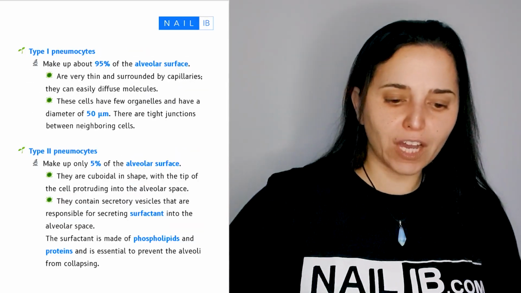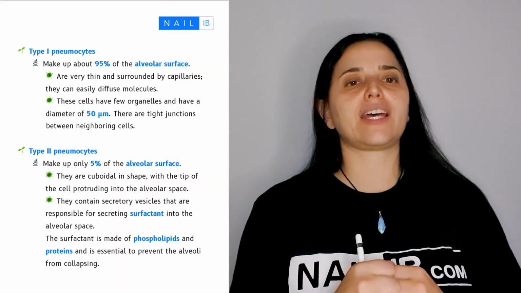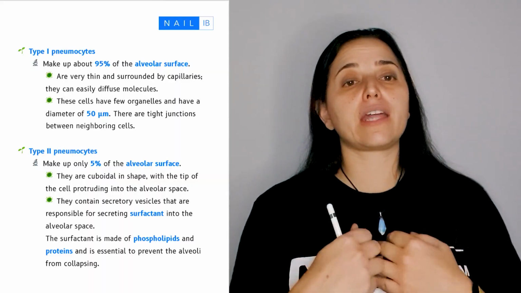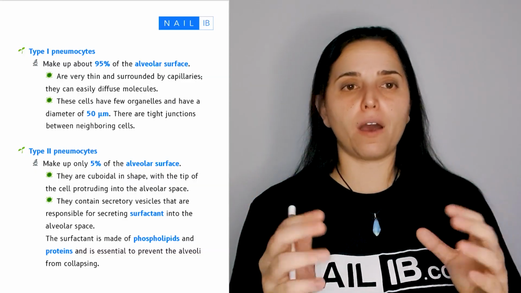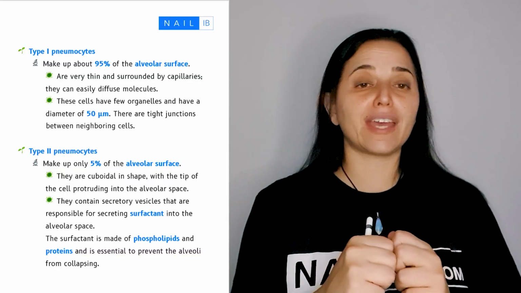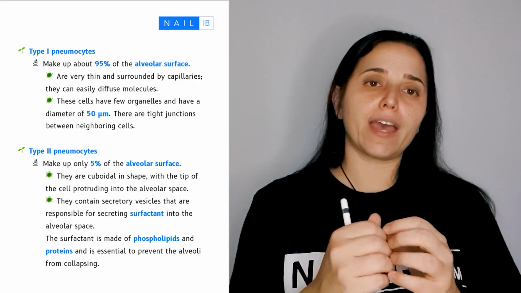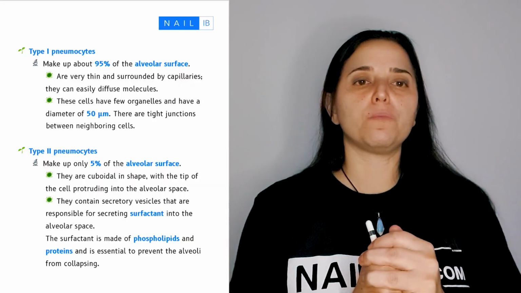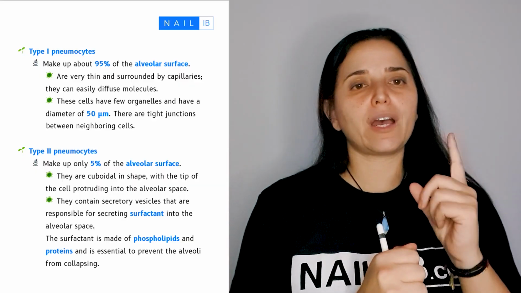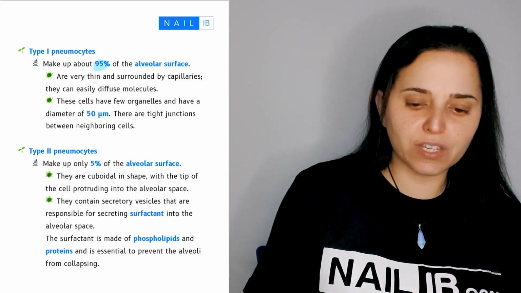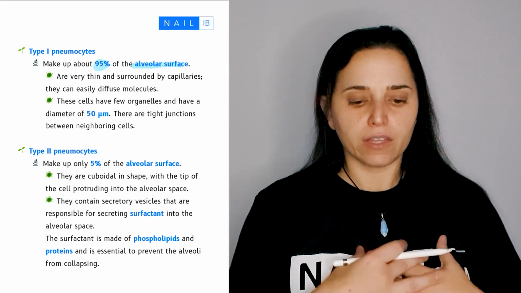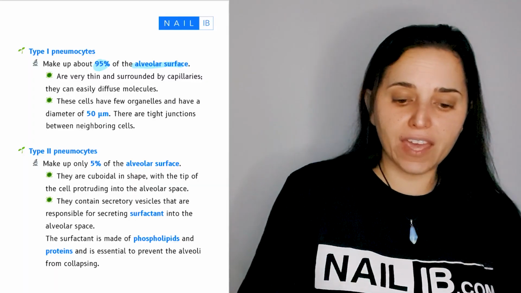So when it comes to type 1 and type 2 pneumocytes, they have a different type of structure, or should I say a different type of position in the alveoli, better yet in the lungs, in order to keep the function going. So when it comes to type 1 pneumocytes, as you hear, they make up 95% of the alveolar surface. Now, they're very thin.